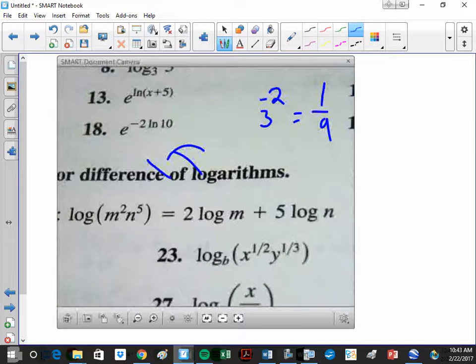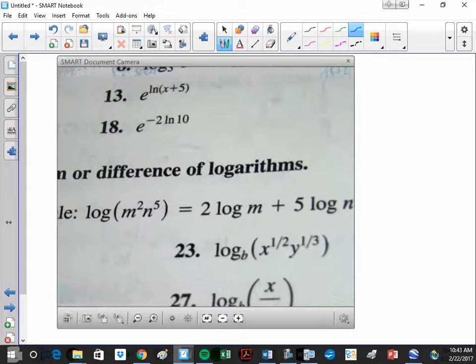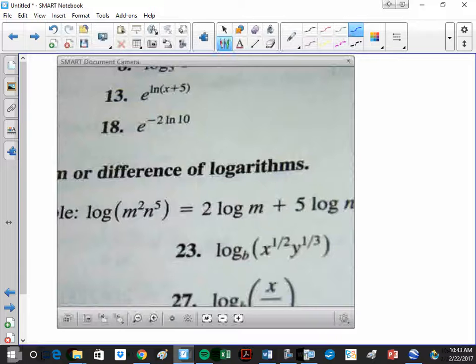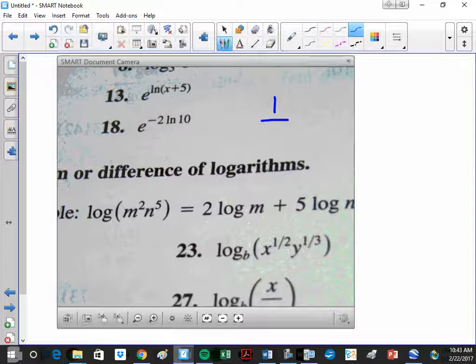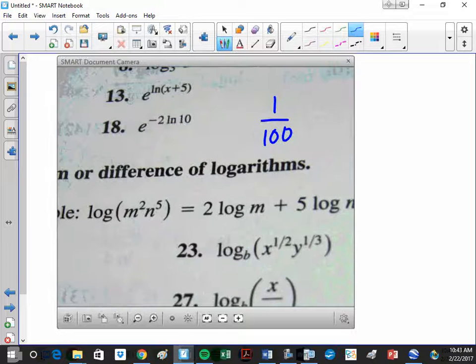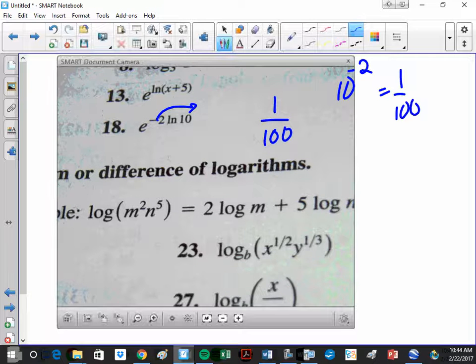Number 18. So it's just going to be 1 over 100. So the negative 2 comes up, and I get 10 to the negative 2, which is 1 over 100, and then the ln and the e go away.